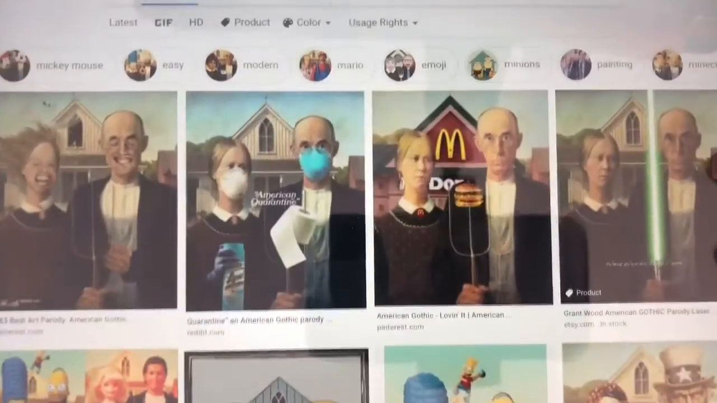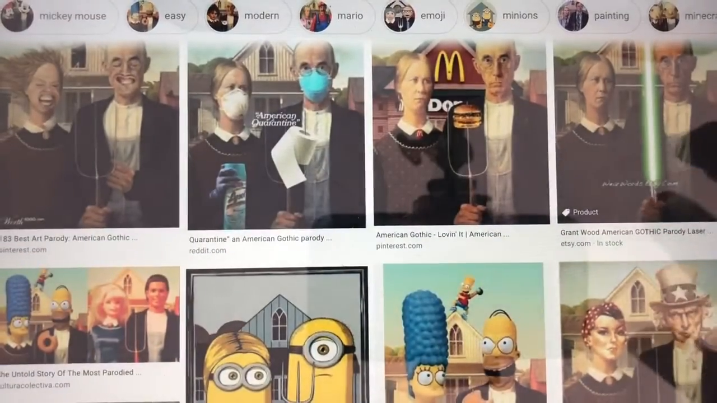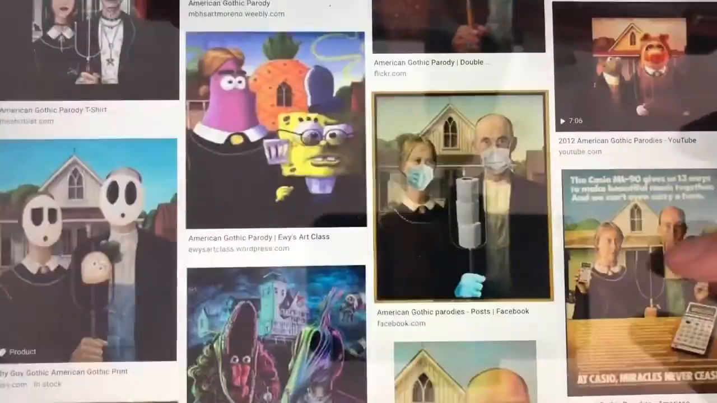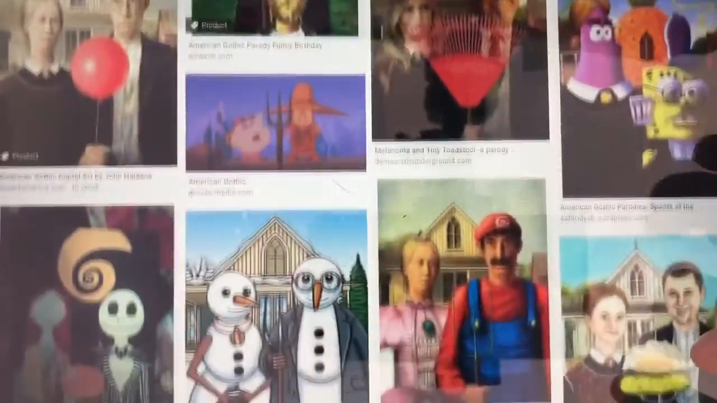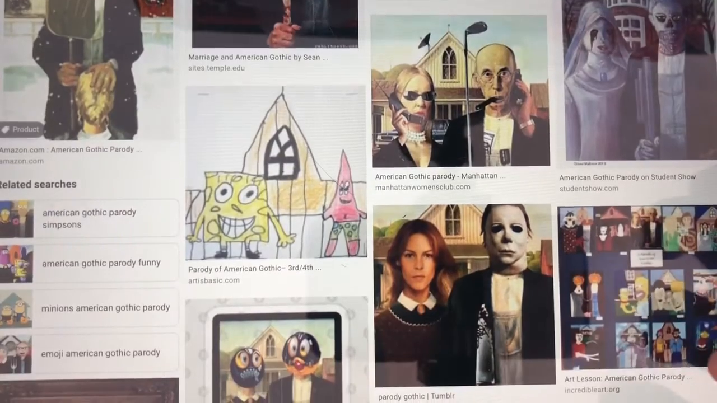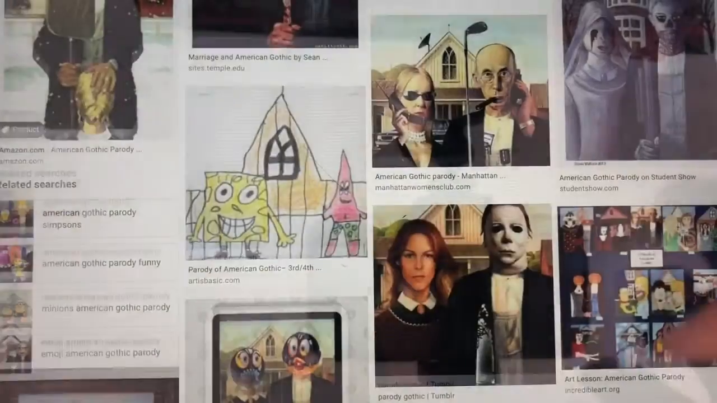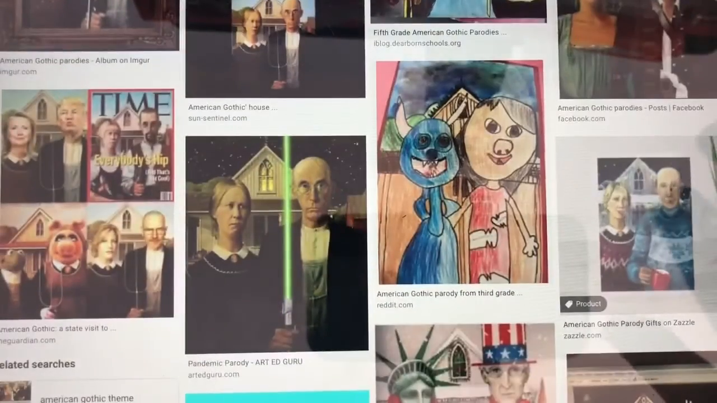So what I want you to do in this discussion today is post maybe one of your favorite American Gothic parodies. That's something that you can do for school, right? And then maybe you want to show me how you want to change it, right? And these are really cool ones that kids your age have actually done before, right?